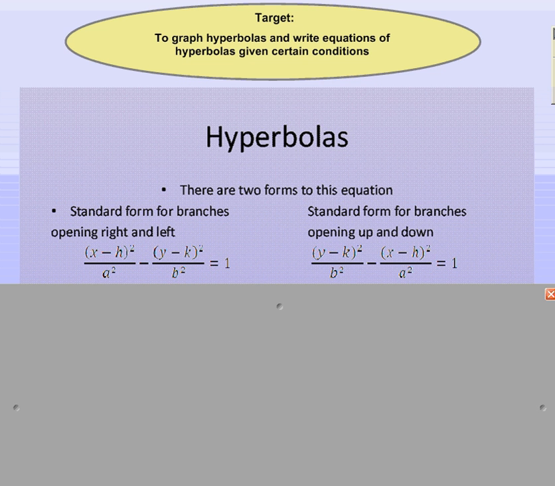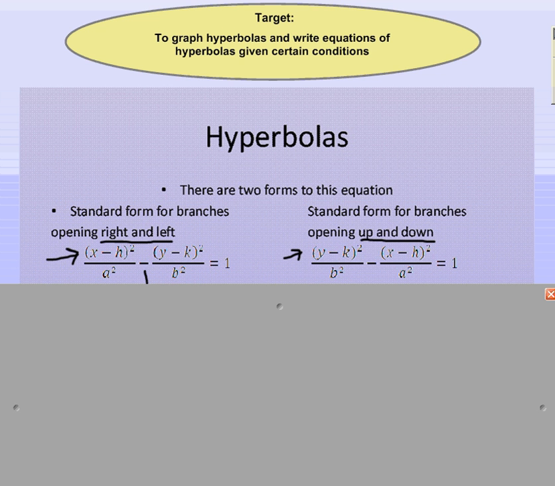There are two forms to the equation of a hyperbola. You have a standard form equation for the branches that are going right and left. Notice it starts with x. The way I remember it is the x coordinate is your right-left coordinate. If you start with x, your branch is open to the right and left. Then you have your form for when it goes up and down. Notice that starts with the y. Y is your up and down coordinate, and that's how I remember it.